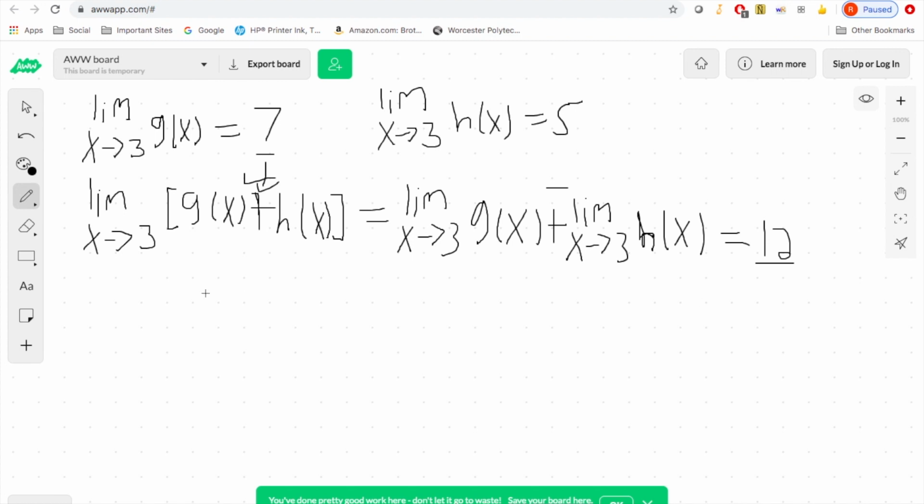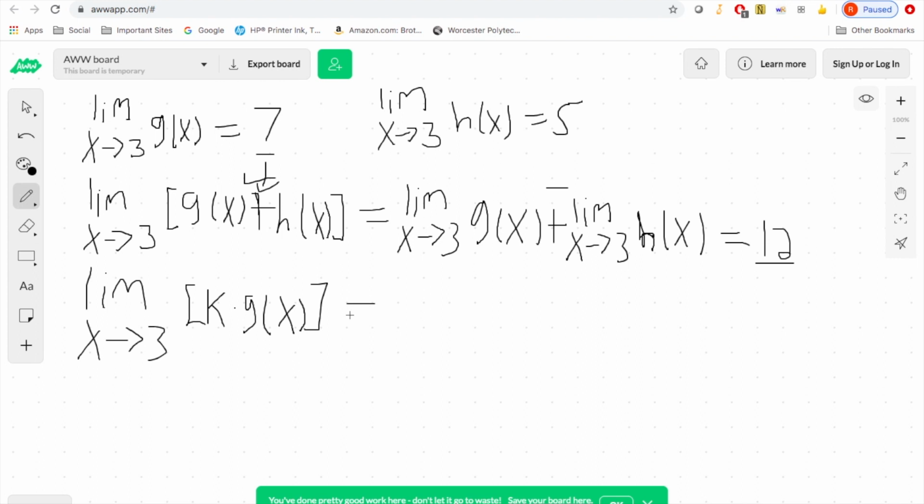Another big one is going to be the constant property of limits. So what do I mean by that? Say that we have the limit as x approaches 3 of k times g of x. K is just going to be a constant. Keep in mind that it's actually just going to be k times that value using this property.